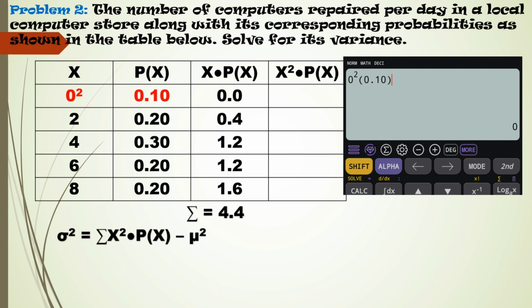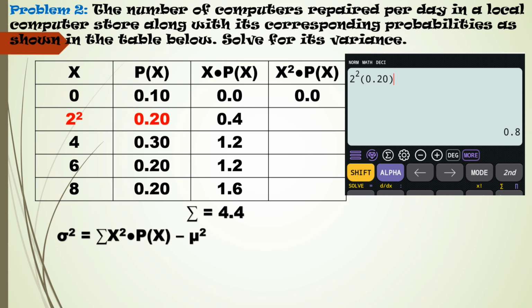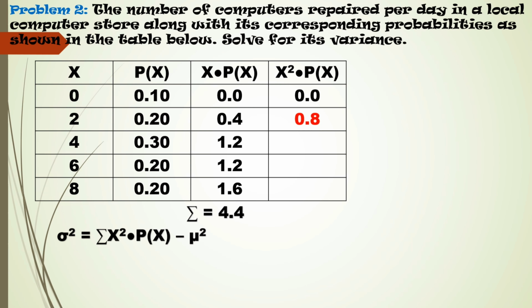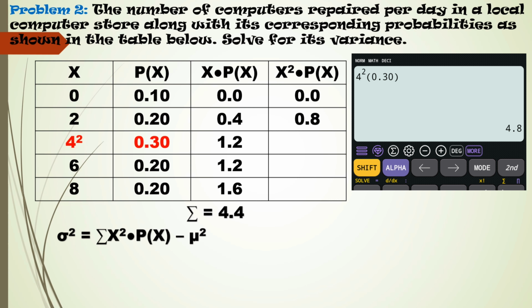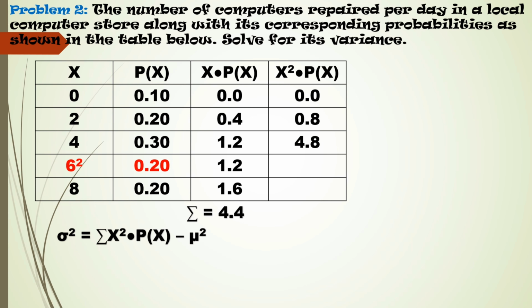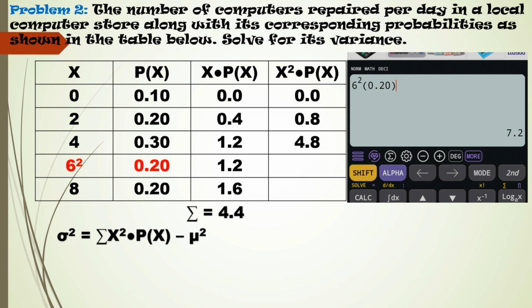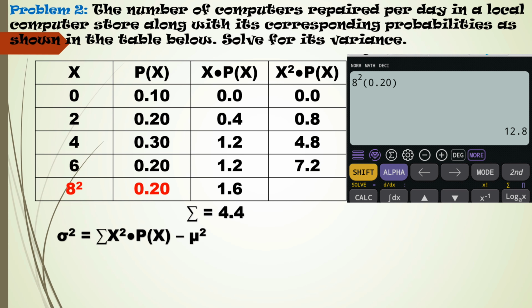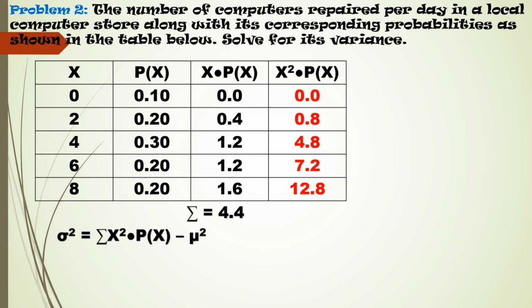0 squared times 0.10 equals 0.0. 2 squared times 0.20 equals 4 times 0.20 equals 0.8. 4 squared is equal to 16 times 0.30 equals 4.8. 6 squared is equal to 36 times 0.20 equals 7.2. And 8 squared is equal to 64 times 0.20 equals 12.8. Getting the sum of the results, it is equivalent to 25.6.